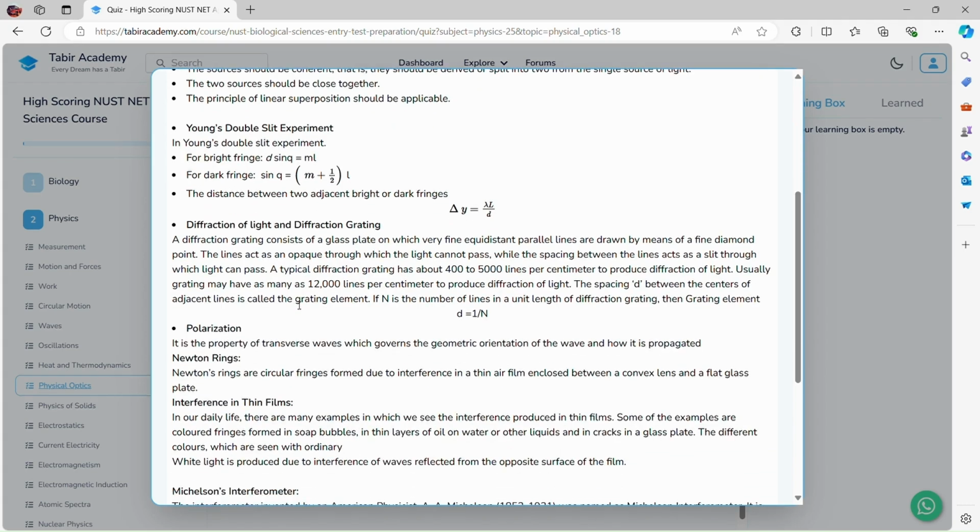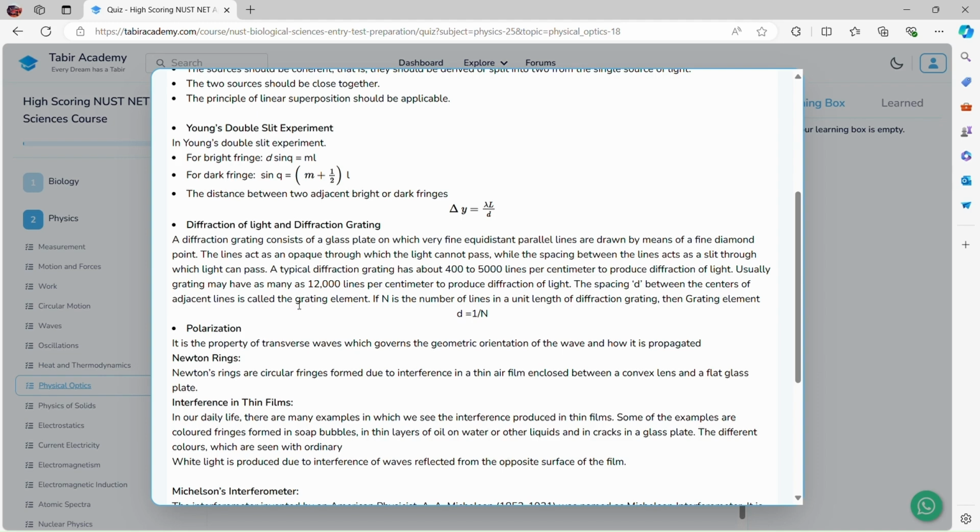So, diffraction of light and diffraction grating. A diffraction grating consists of a glass plate on which very fine equidistant parallel lines are drawn by means of a fine diamond point. The lines act as an opaque surface through which the light cannot pass, while the spacing between the lines acts as a slit through which light can pass.